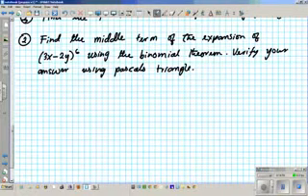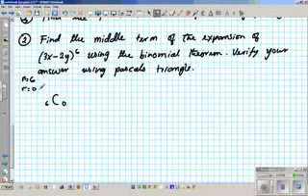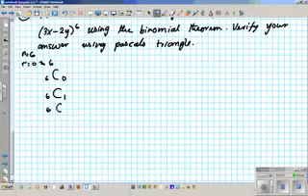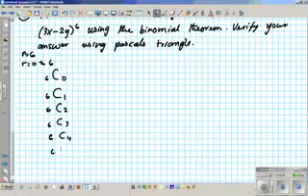Alright, so 3x minus 2y to the 6, we want to find just the middle term. So I'm going to use a different notation for this one. I'm going to start with the coefficients first. I'm going to go 6 choose 0, because we know that n is 6, and r is going to go from 0 to 6. So this is n and this is r. So 6 choose 0 to start, and then 6 choose 1, 6 choose 2, 6 choose 3, 6 choose 4, 6 choose 5, and then 6 choose 6.